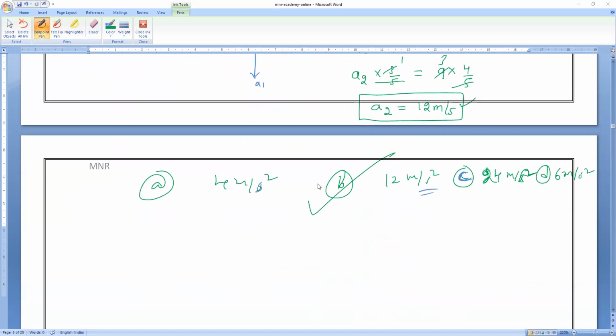Anybody having any doubt, you can ask me. Always remember two triangles. One is 53: the larger side is 4, big angle, big side, and small angle, small side. Next, if it is 37, small angle, small side: 3, 4. So be smart. So what is the acceleration? 12 meter per second square.